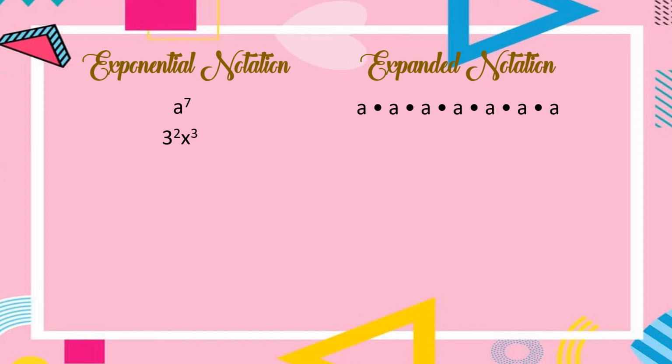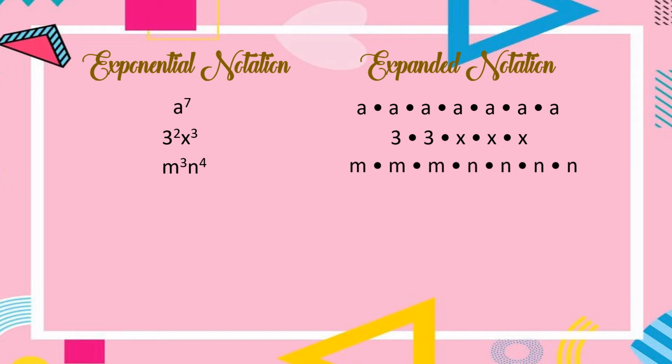Next is 3 squared x cubed. So, as you can see, dalawa yung base natin. Ang base natin ay 3 at x na magkaiba sila ng exponent. So dito, start tayo sa unang base, which is the 3. We have 3 squared, so that is 3 times 3. Then x cubed, we have x times x times x. Next is m cubed, n to the fourth. So we have 3 letter m, or m times m times m. And for n to the fourth, we have n times n times n times n.